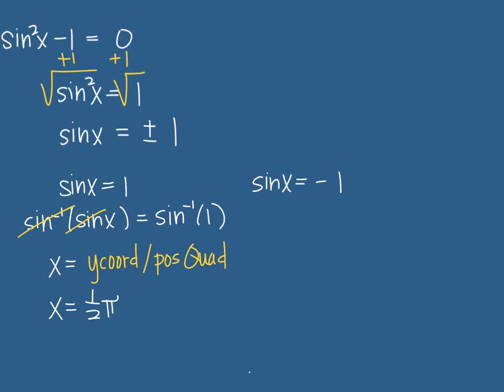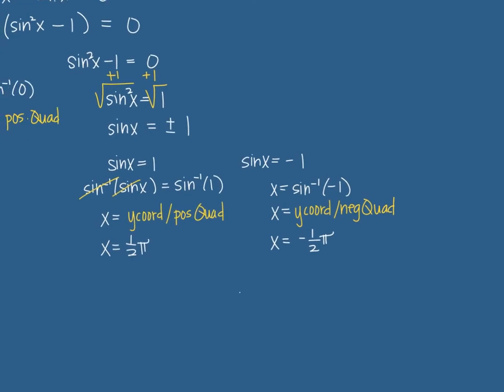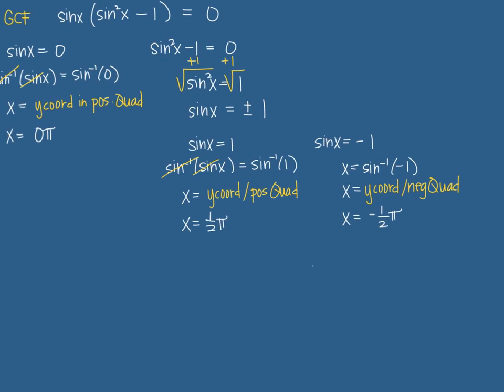For the other one, I'll do the same thing. I'll apply inverse sine to both sides. So I'll have the inverse sine of negative 1. This is asking me for a y-coordinate, but it's asking it for me in a negative quadrant. And the only y-coordinate in a negative quadrant that's negative 1 is negative 1/2 pi. So the three total answers for this were the 0 pi I got for the first part, and then 1/2 pi, and negative 1/2 pi.